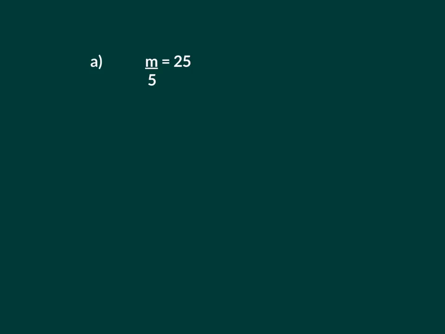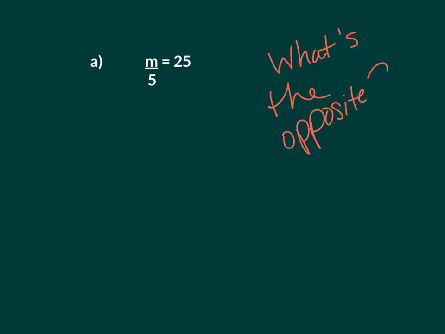And I always ask the same exact question. What's the opposite? Okay, so what is the opposite? Well, first I have to know what's going on here. So when I look at this, I'm actually going to make this a little bit bigger. M divided by 5 equals 25. Now, I know there's only one thing happening because it's one step. So what exactly happens to M? Remember, I'm telling that story of M. Well, M is being divided by 5.